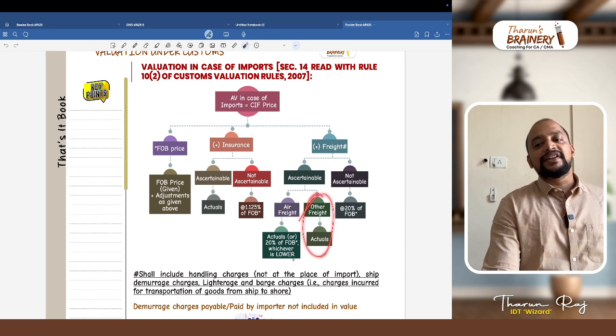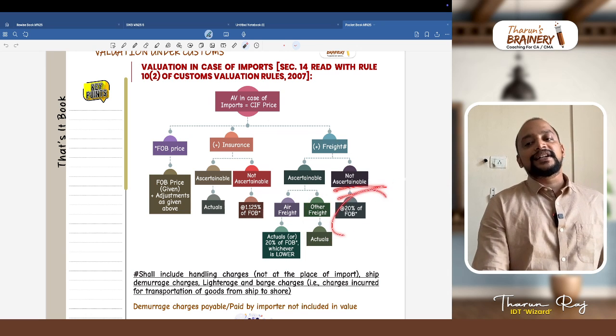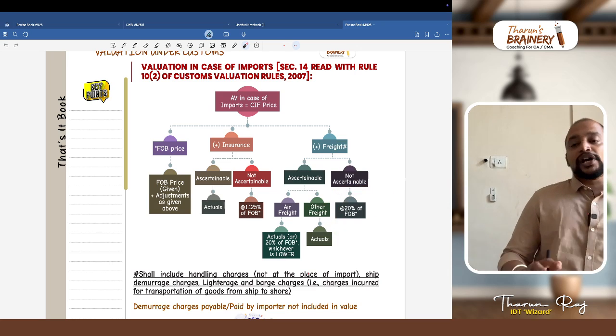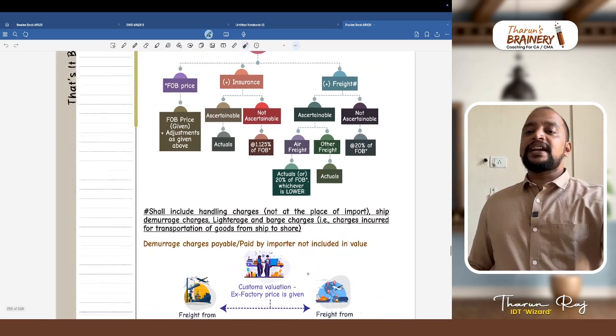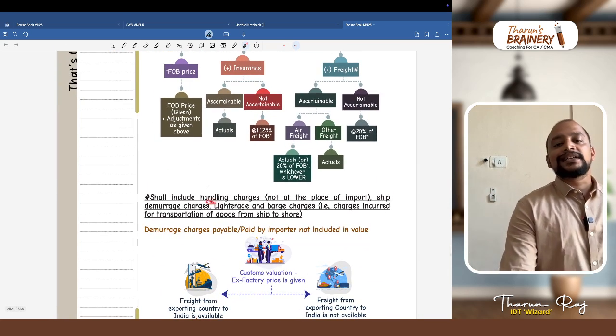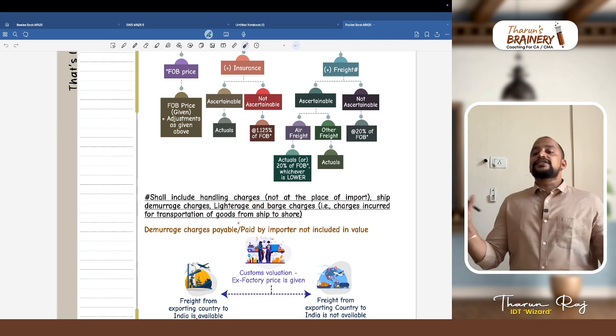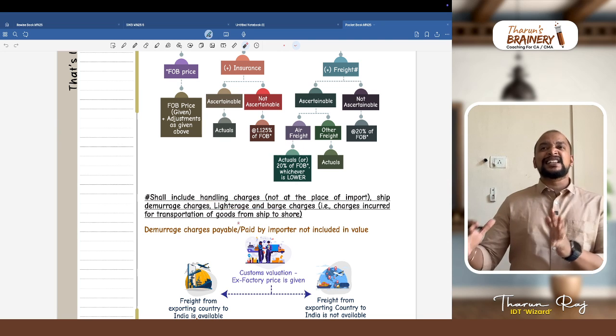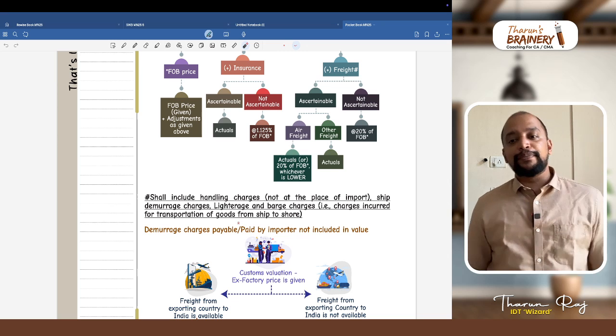If it is other freight, we will take actuals. If the freight is not ascertainable, we will take 20% of FOB. And this freight shall include handling charges. But this handling charges is not at the place of import. Means unloading charges in the importer's port will not be included.